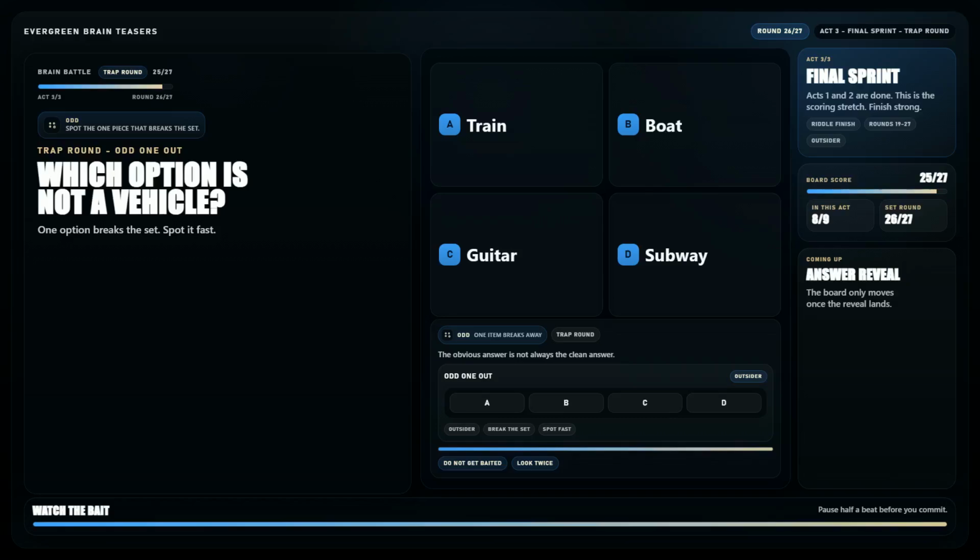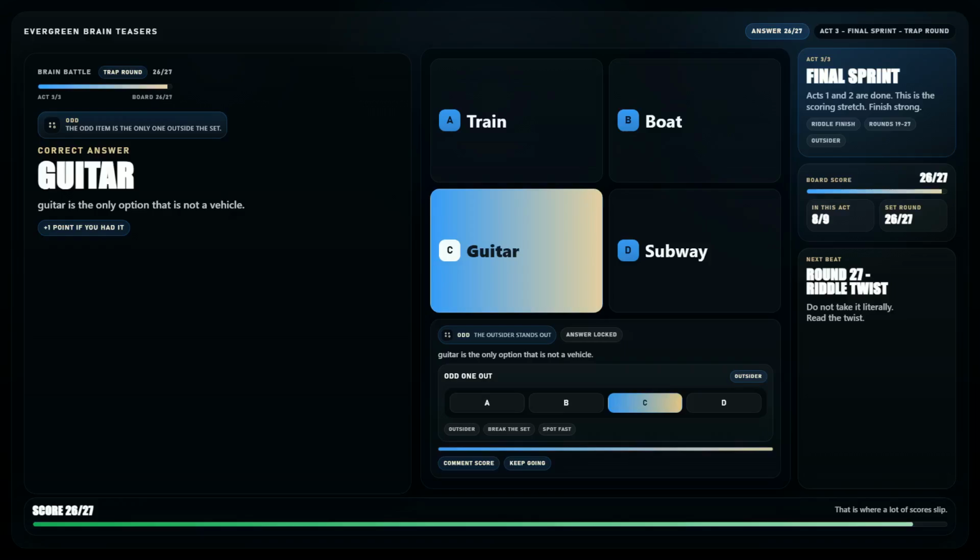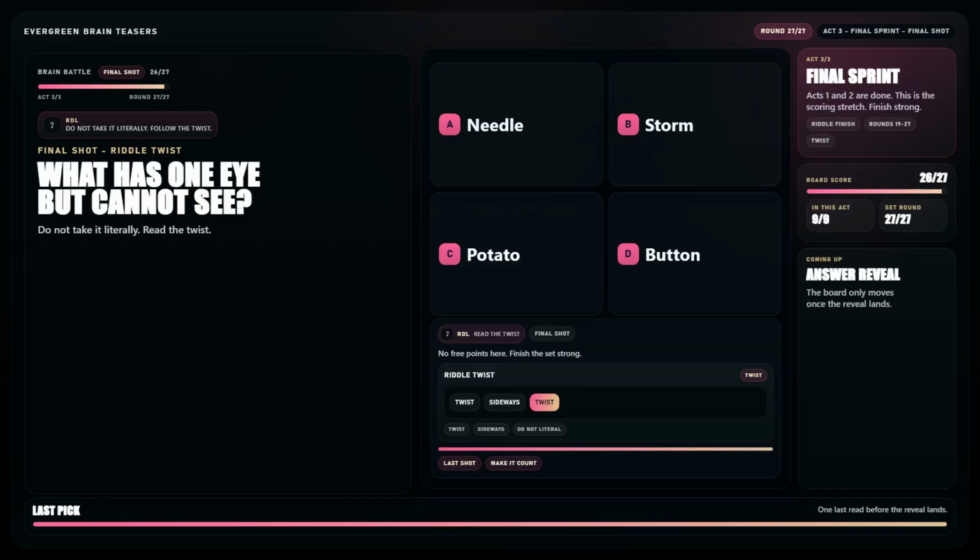Outsider trap. Which option is not a vehicle? One option breaks the set. Answer. Guitar. That is the outsider. 3 belong together.